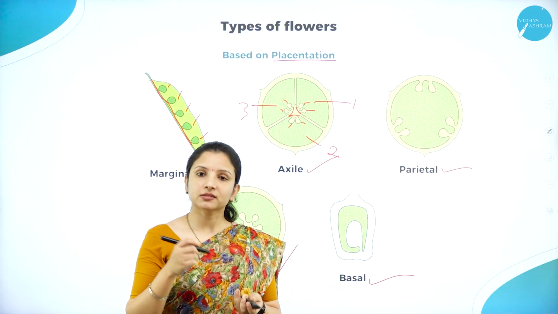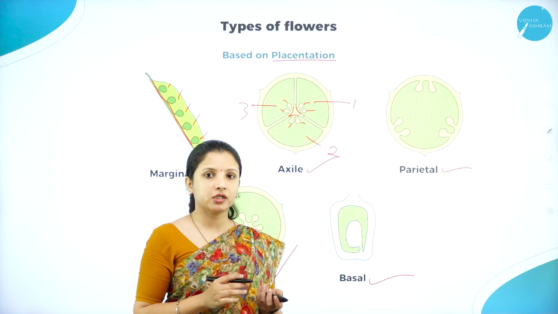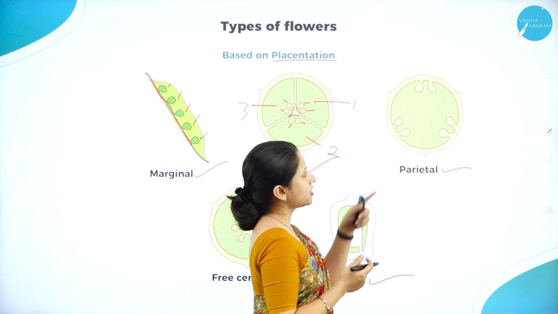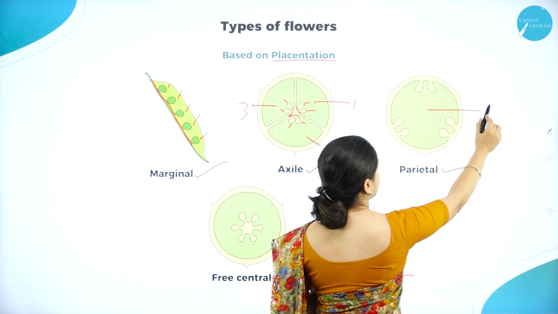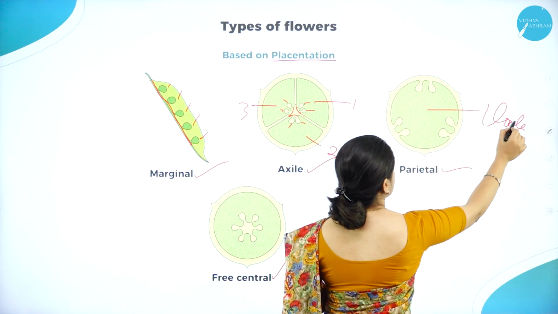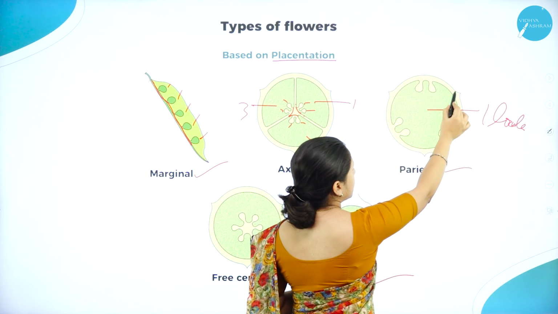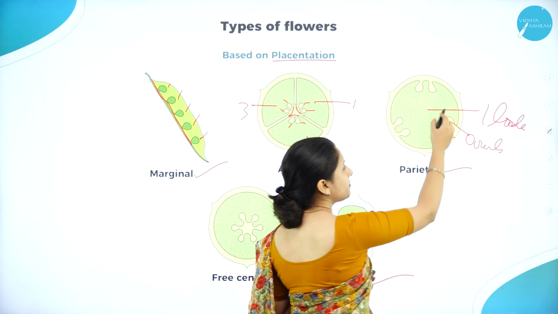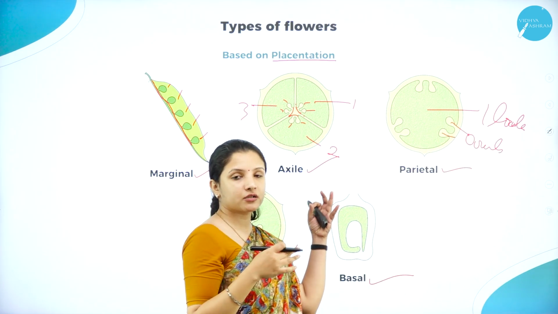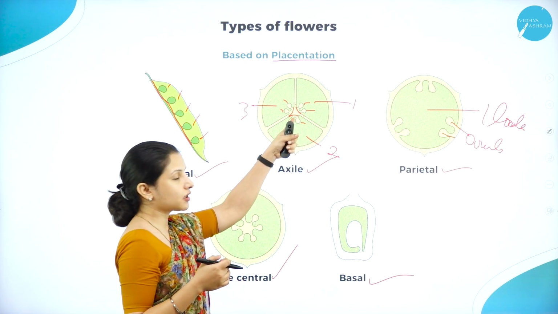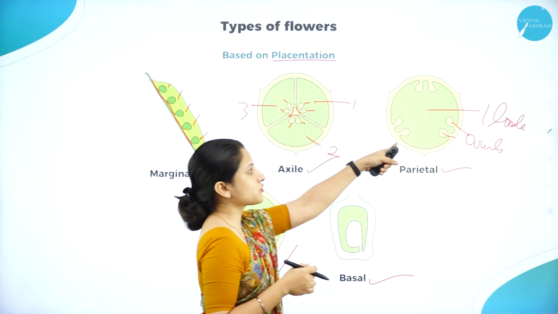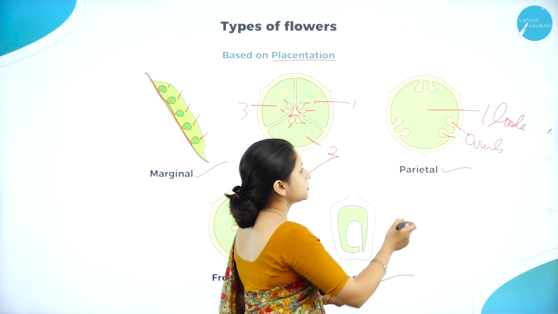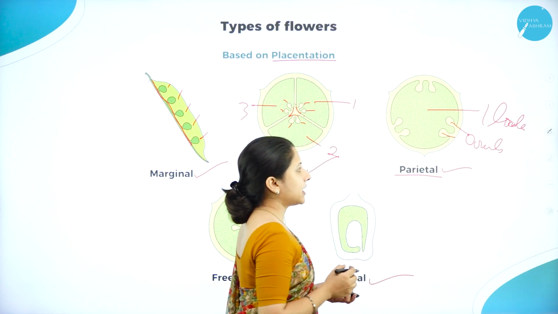So parietal means at the periphery, at the margin, at the outer margin. So here you can say parietal placentation, it also has only one locule. So in one locule, they are situated at the margin. So the ovules are situated in the margin or in the periphery, in the side. Here they were situated towards the axis. Here they are situated at the side. So therefore that is at the periphery or at the side. So therefore it is called parietal placentation.